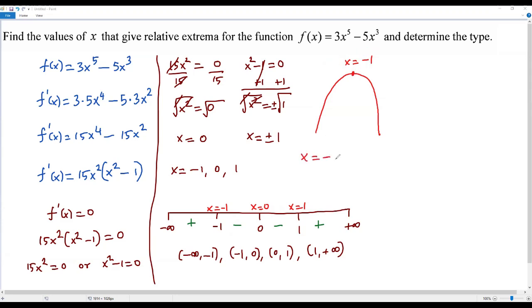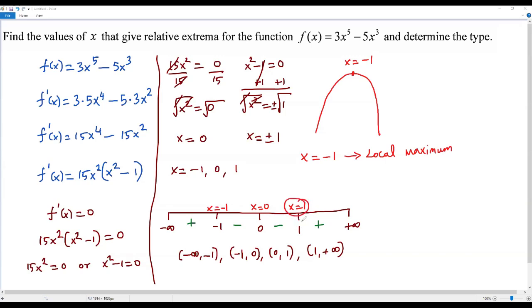Okay, now let me write it over here. At x equals -1, we have a local maximum. Now let's go to the next value of x, that is x equals 0. On the left side of x equals 0, f prime of x is negative, the slope is negative. On the right side of x equals 0 also, the slope is negative. Since the slope does not change its sign when the graph of the given function passes x equals 0, there is no relative extrema at x equals 0, so we can skip this one, and now we can move to the next value of x, that is x equals 1.